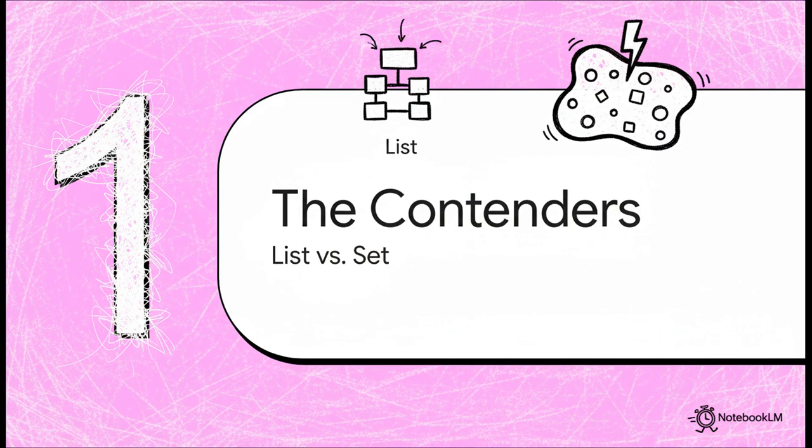All right, so in this corner, we've got the list. It's familiar, it's orderly, it's reliable. And in the other corner, we have this set. It's a specialist, it's all about being unique, and it's incredibly fast for one specific job. Let's break down what really makes them different.